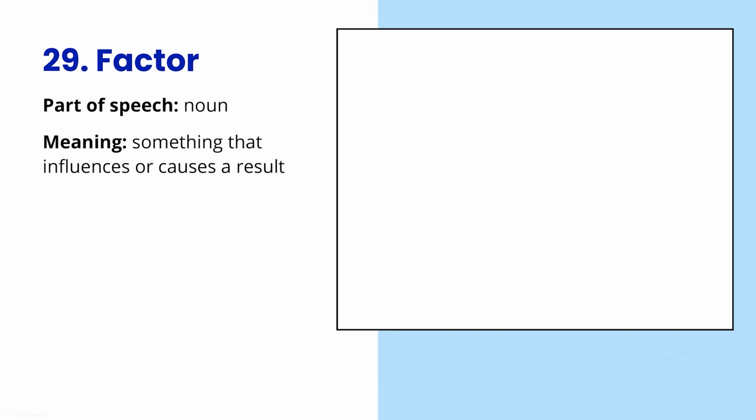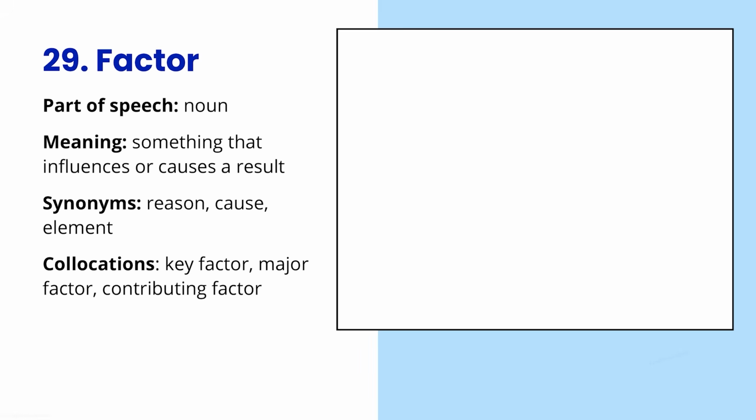Establish is much more formal and is normally better for things that are meant to last for a long time. Moving on to 29, which is factor. Factor is a noun, and it is something that influences or causes a result. Synonyms: reason, cause, element. Collocations: key factor. So this means something important that influences or causes a result.